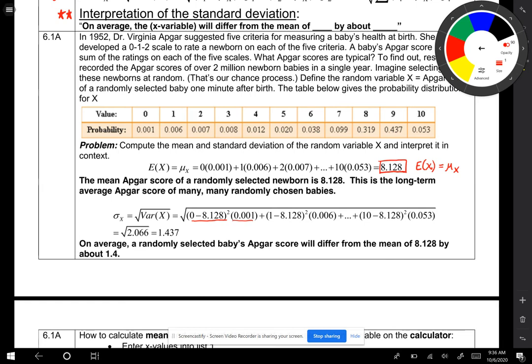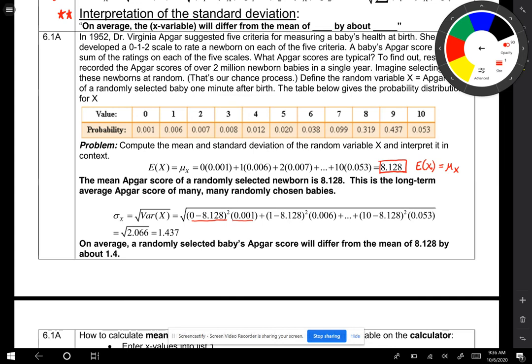And on the bottom is the interpretation. On average, because remember the standard deviation is how far something is away from the mean, a randomly selected baby's Apgar score will differ from the mean of 8.128 by about 1.4. So 1.4 above or below the mean. So that's the difference.